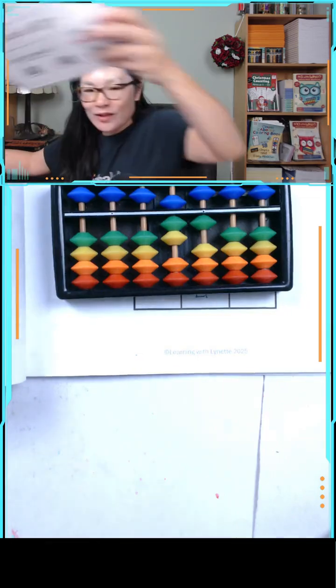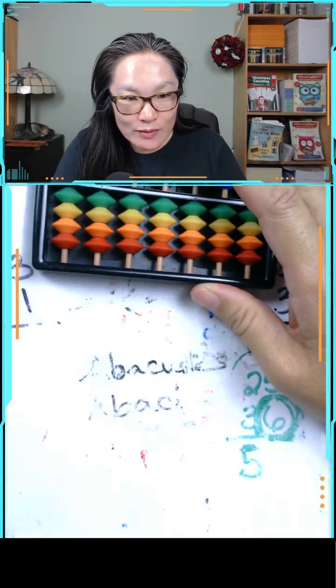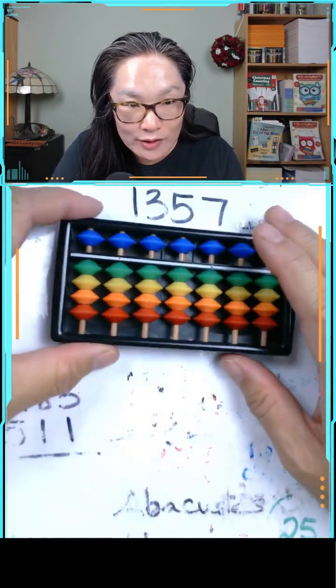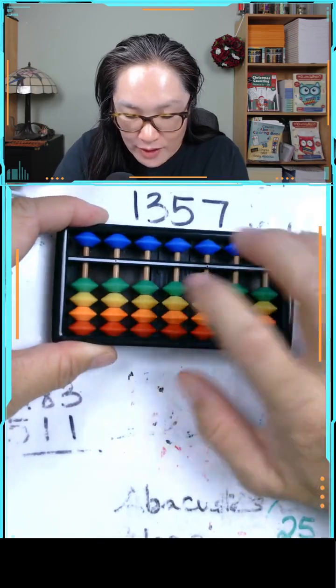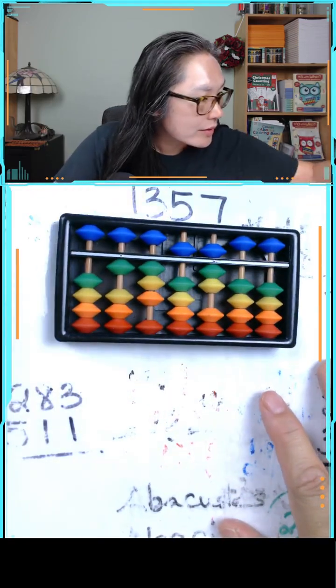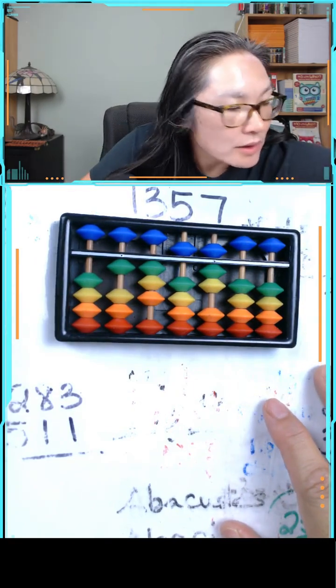All right, so let's go back to this one. Reaper, are you still around? So we have our abacus, right? We have 1,357. We were supposed to redo that. Sorry, I forgot.